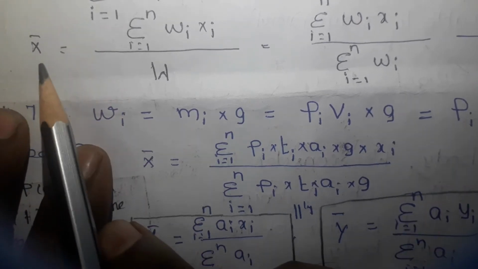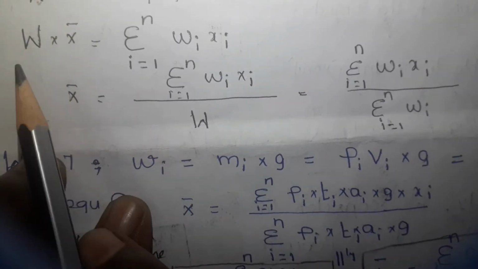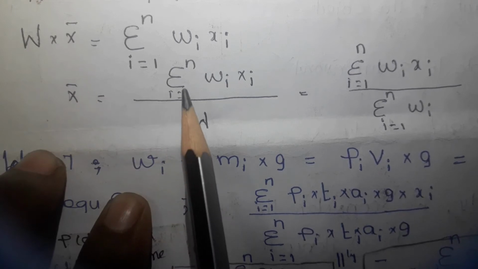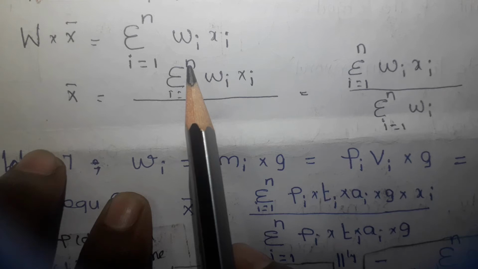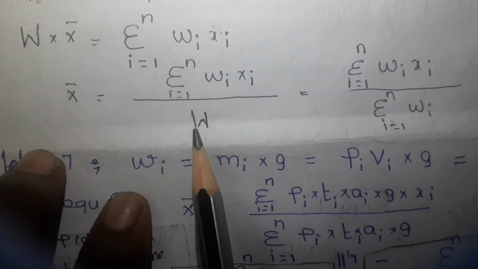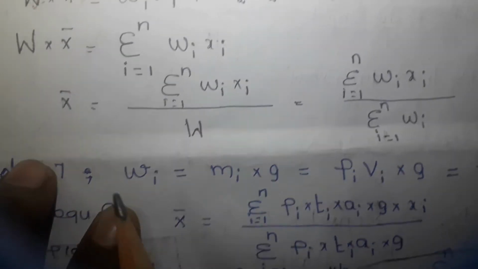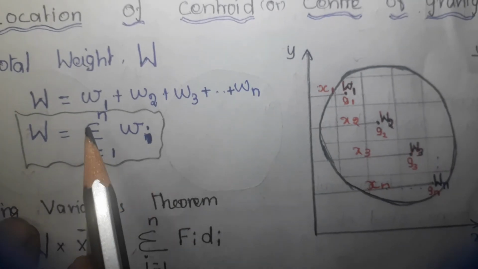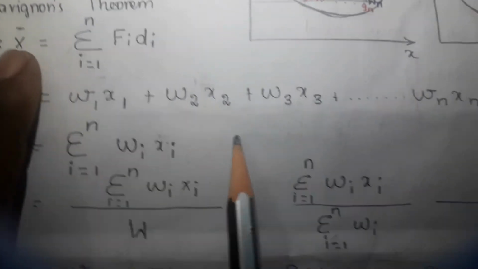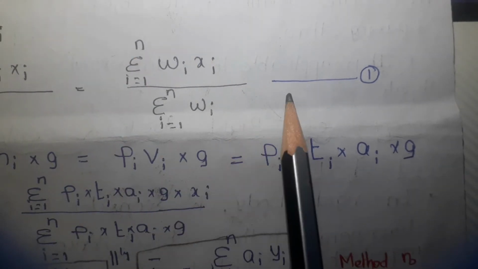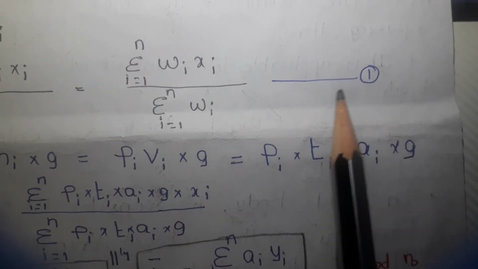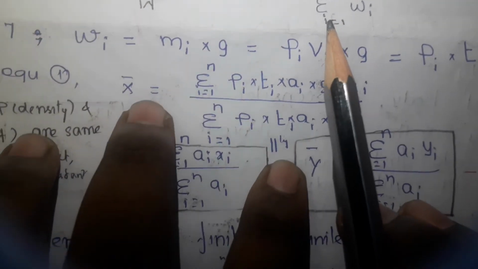Now x bar equals, I have just brought this W into the denominator, x bar equals summation i equals 1 to n of W into x divided by W. In the place of capital W, I am going to substitute this one. Now this equation will become like this one. So this is my first equation.